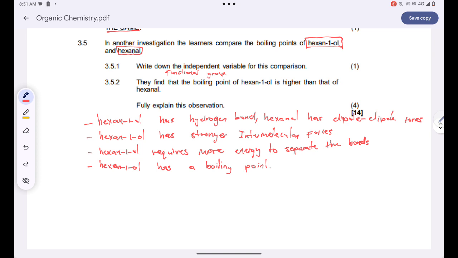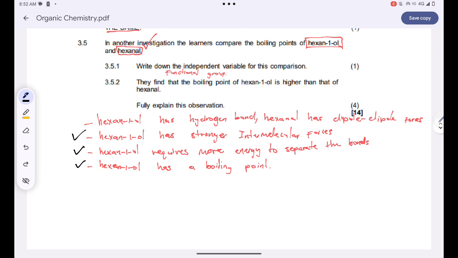Are you together? If I wanted to contrast between the two and I wanted to make hexanal, which is an aldehyde, my point of reference, the first statement wouldn't have changed. Yes, I would have said that hexane 1-ol has hydrogen bond and hexanal has dipole forces. But remember that now I am contrasting using hexanal, which is an aldehyde. The second point would have been hexanal has weaker intermolecular forces compared to hexane 1-ol. And then the third point would be hexanal will require less energy to separate the bonds. And then the last point will be hence hexanal has the lowest boiling point between the two.